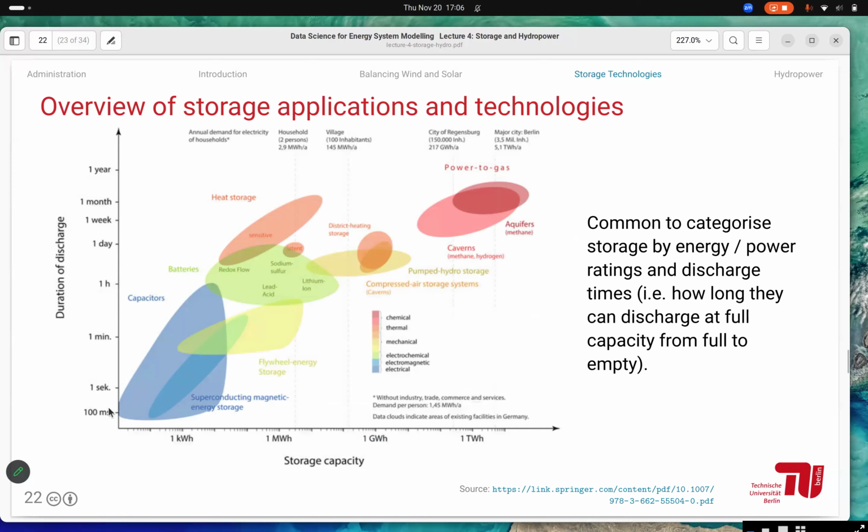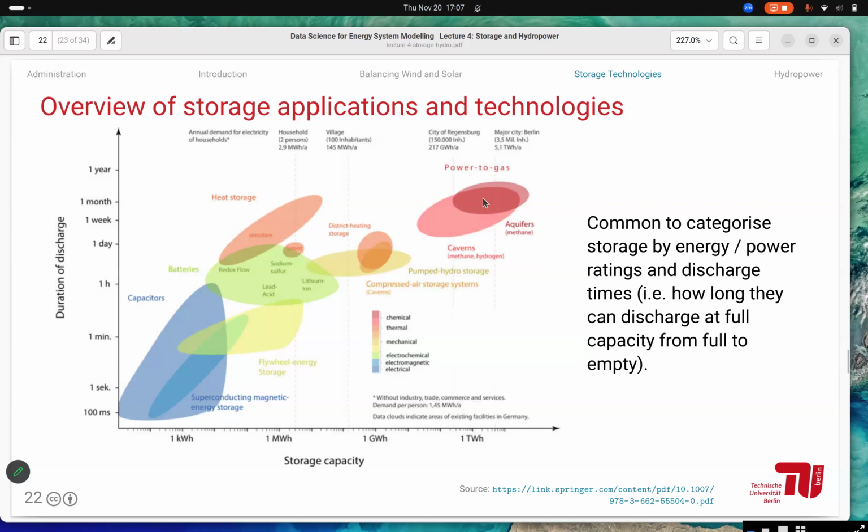This classification in these charts, I won't go into too much detail, basically has one axis for how much energy the storage can hold and one for the duration of discharge. That's just another expression for the relation between the energy capacity and the power capacity. It's also called max hours. It's just a value for how long the storage could discharge at full capacity to run from full to empty. So if your storage has a capacity of 1 megawatt hour and 1 megawatt of peak capacity, your duration of discharge would be 1 hour.